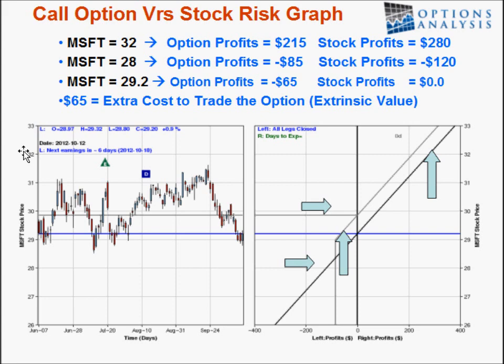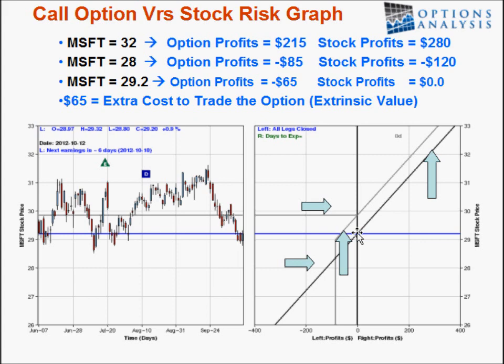Well, how does that call option risk graph line compare to the stock risk graph line? Well, options analysis has the ability to overlay a stock trade on top of an option trade risk graph. And that's what I've shown on the right-hand side. The 45-degree slanted line is the stock trade. The minute Microsoft stock moves above the purchase price of 29.2, the stock trade starts to make money. At expiration, that does not happen in the option trade.